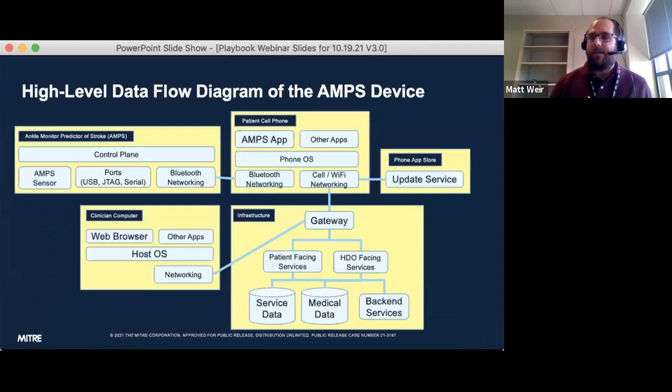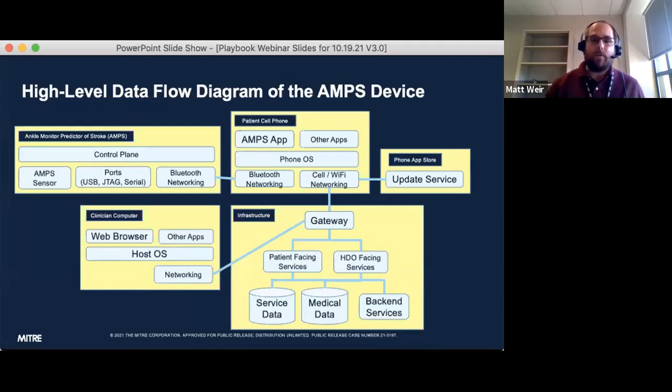So this is a very high-level data flow diagram of the device itself. If you look at this, there are a lot of things that can go wrong. And that's wonderful from a training perspective, because there are a lot of different areas here where we can talk about some interesting aspects when trying to threat model real-life devices.